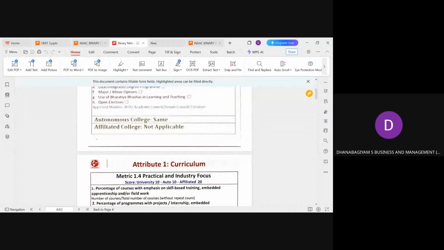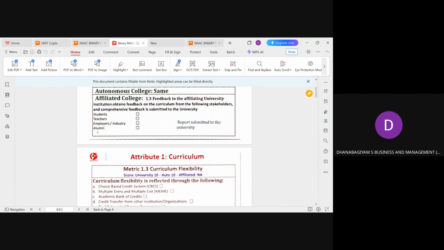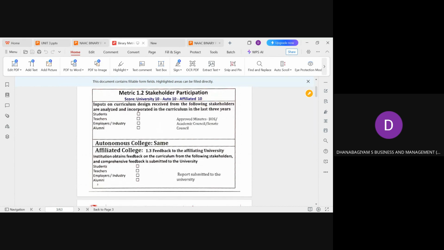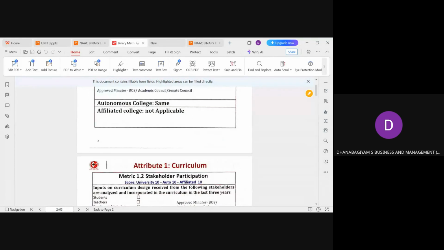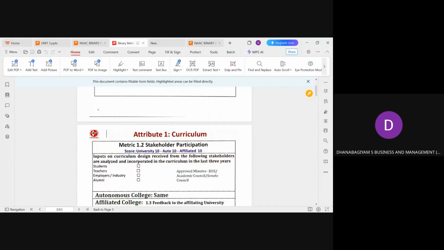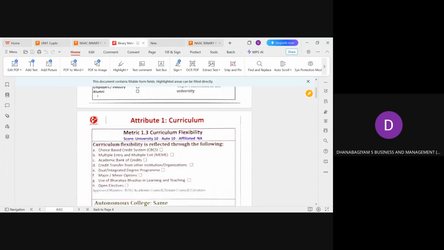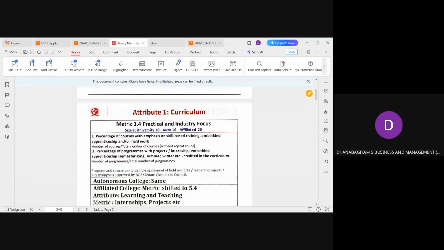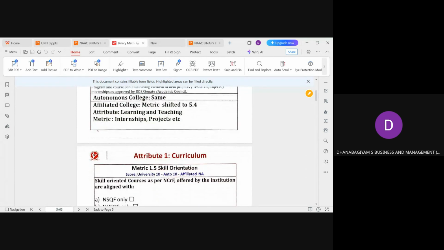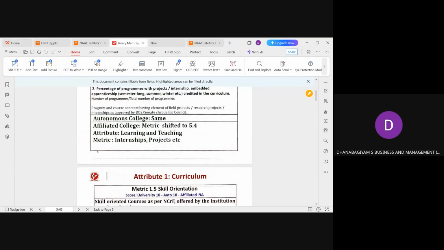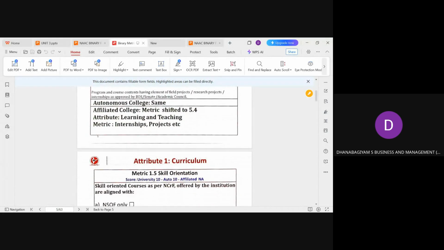1.4 is related with the practical and industry focus, what we give to the students. 1.3 is related with evaluation, curriculum flexibility, 1.2 is the stakeholder participation, and 1.1 is related with the POs, PSOs, and COs. And 1.5, this is what we have yet to see. Now let us see 1.5.